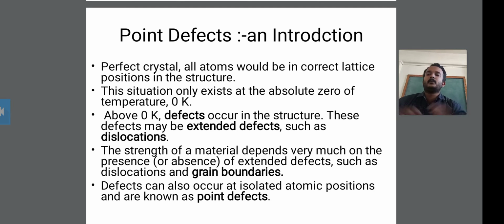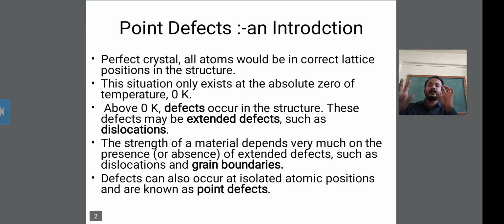The point defects introduction starts with the perfect crystal, in which all the atoms would be in the correct lattice position in the structure. Imagine a crystal image. In this perfect crystal, all the carbon atoms would be in the correct lattice position in the structure.